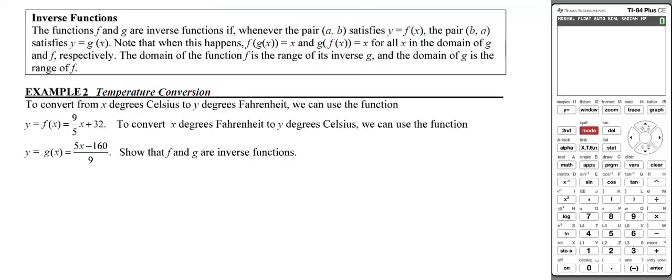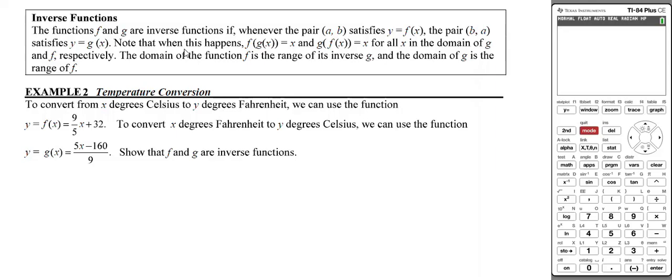Now, inverse functions. The functions f and g are inverse functions if whenever the pair (a, b) satisfies y equals f of x, the pair (b, a) satisfies y equals g of x. In other words, an input of a giving an output of b is what f of x does. An input of b giving an output of a is what the g of x function does. So they do the inverse of each other's operations.